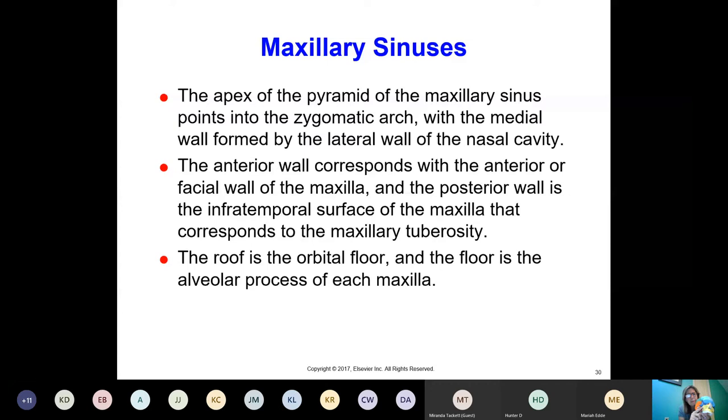So here's your maxillary, oh, he's got an impacted wisdom tooth. See that impacted wisdom tooth up there? I'll use this side because it's not impacted on this side.